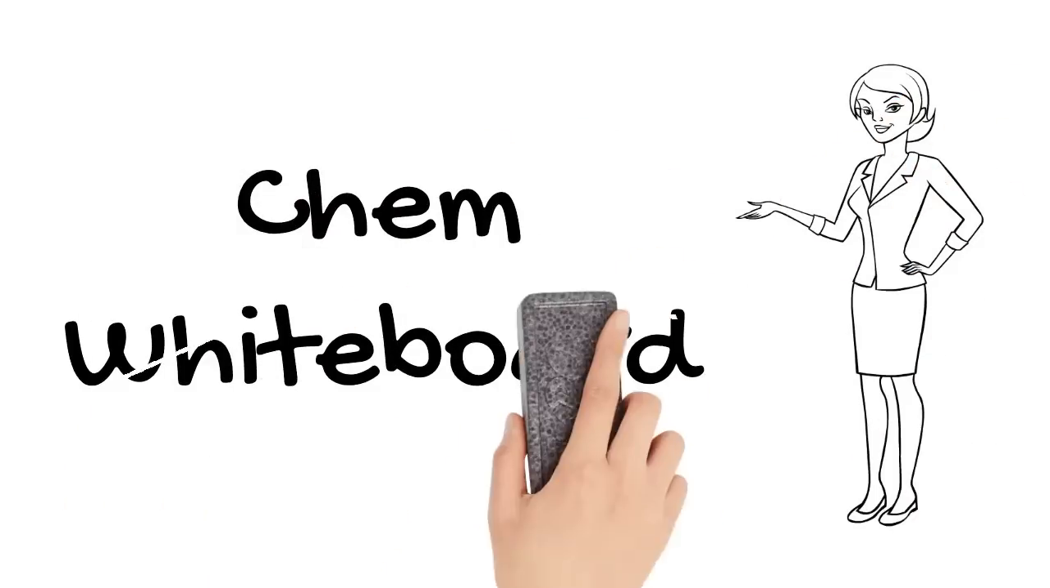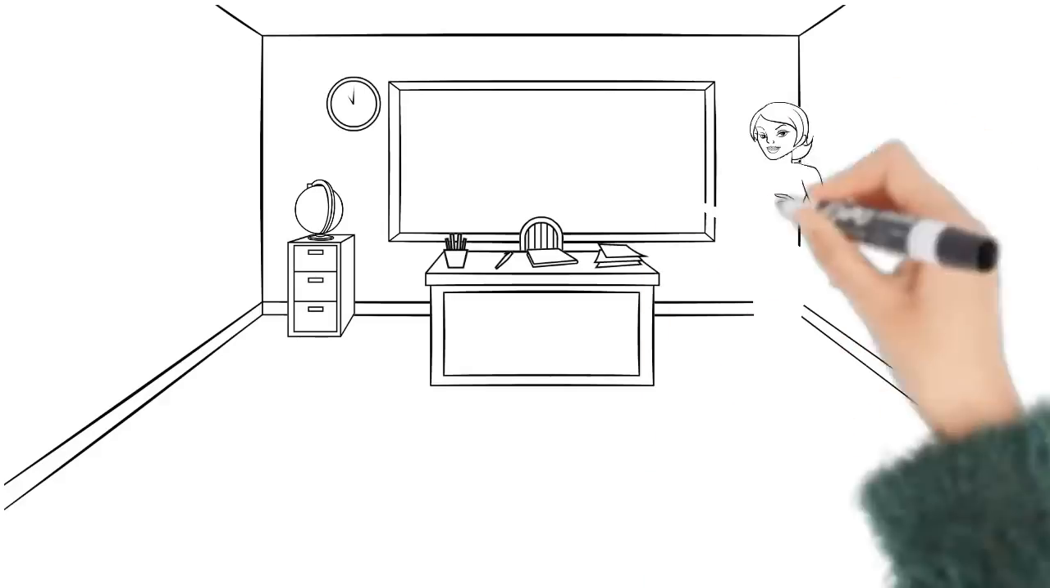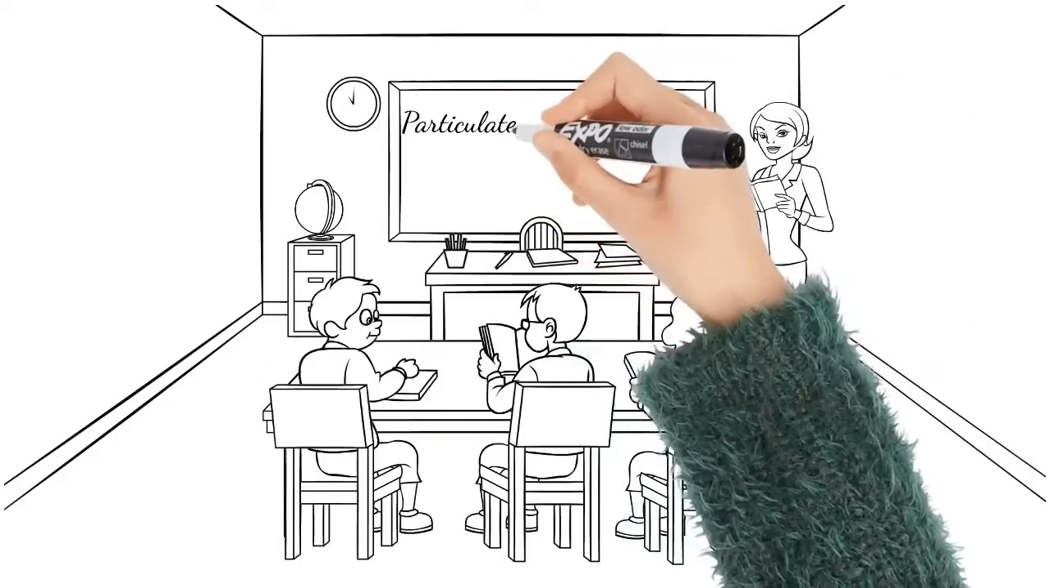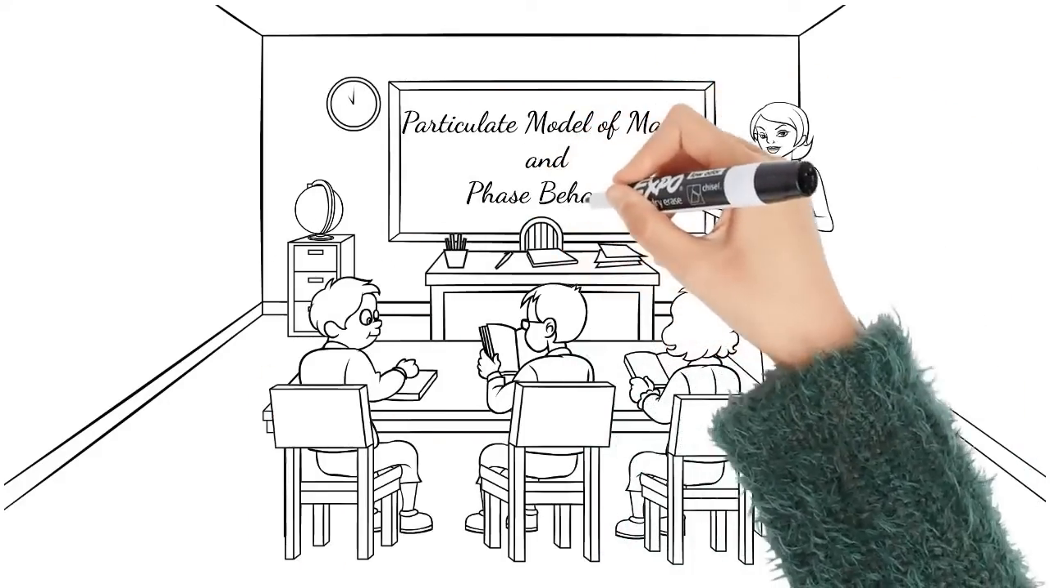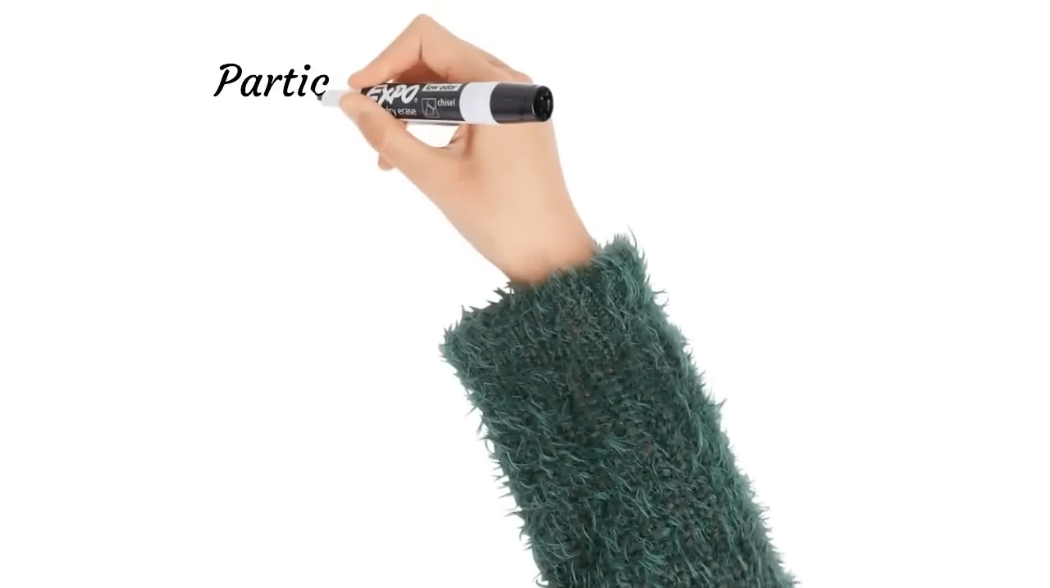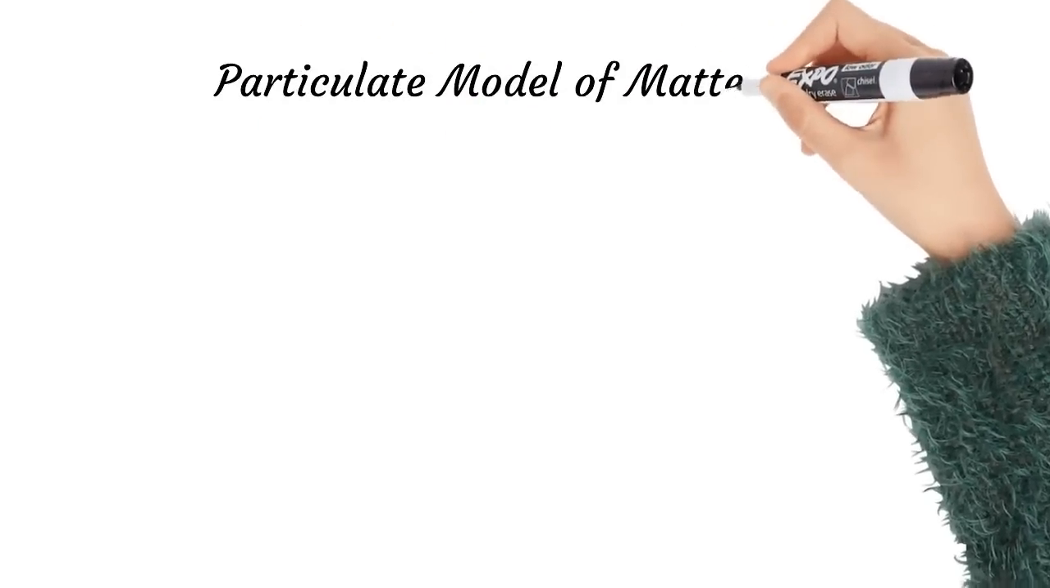Welcome to Chem Whiteboard. In this video, we will review how to apply the particulate model of matter to explain phase behavior. The particulate model of matter is one of the most simple but useful models in chemistry. We use this model to explain and predict the physical properties and behavior of substances.